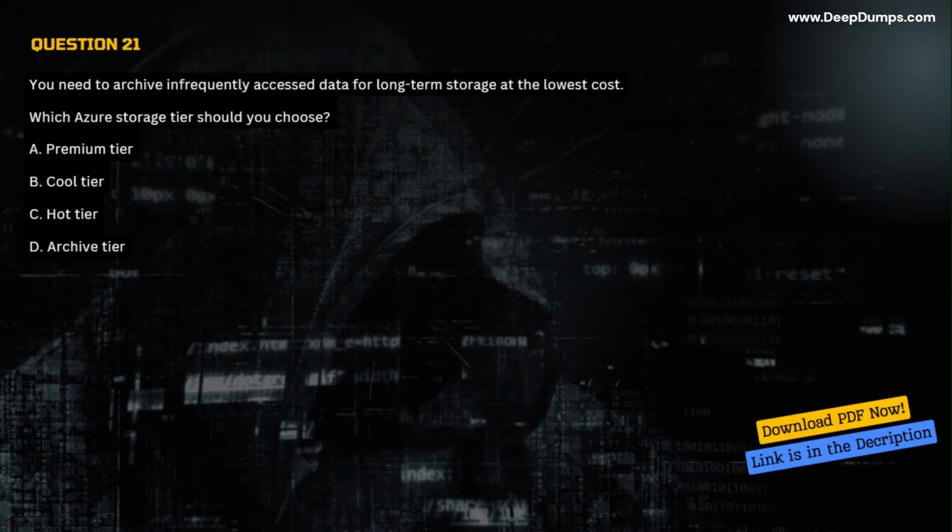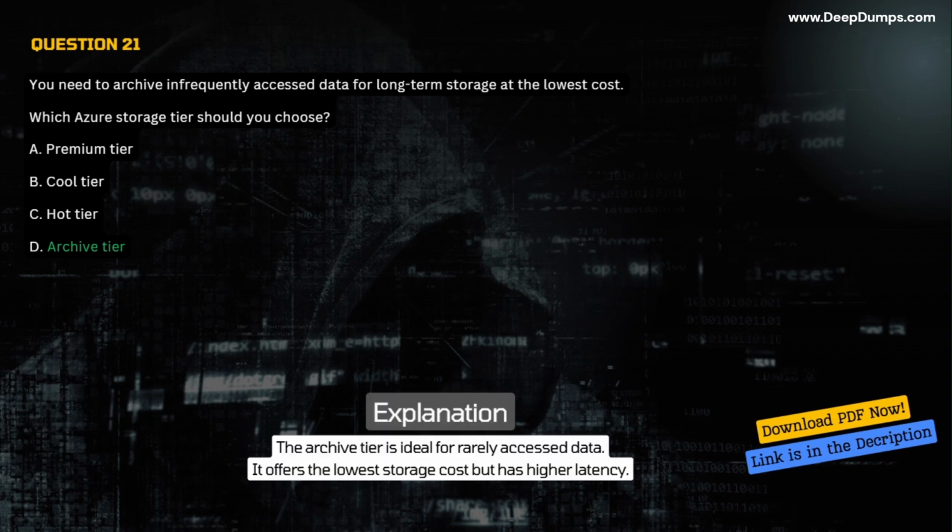Question 21. You need to archive and frequently access data for long-term storage at the lowest cost. Which Azure storage tier should you choose? A. Premium tier. B. Cool tier. C. Hot tier. D. Archive tier. Correct answer D. Archive tier. Explanation. The archive tier is ideal for rarely accessed data. It offers the lowest storage cost but has higher latency.